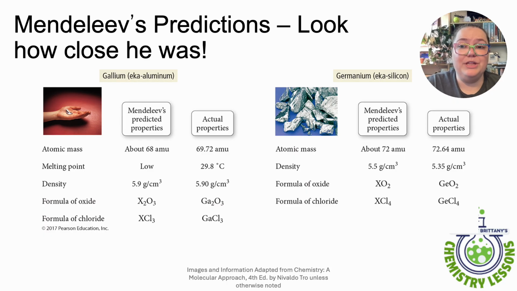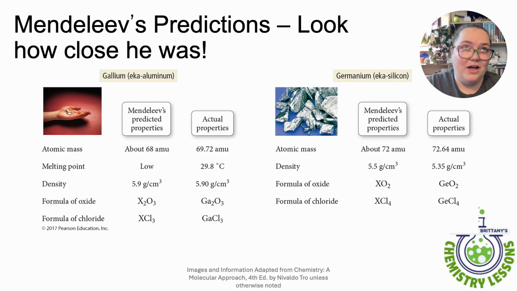So he was really, really close, right? His predicted properties about gallium, about 68 atomic mass units, he was very close. Low melting point, you can literally melt gallium in your hand. Density of 5.9, he was right on that. How it bonds with oxygen, he was right on that. How it forms bonds with chloride, he was right on that. So he was actually really, really good in his predictions.